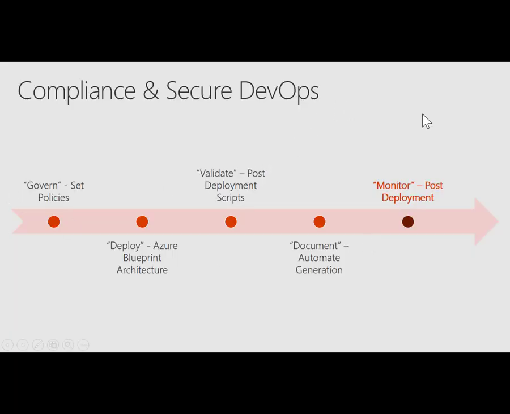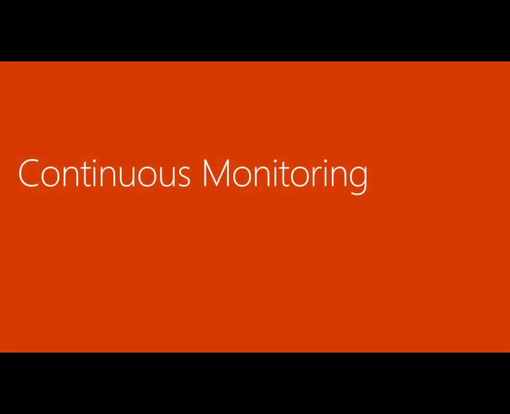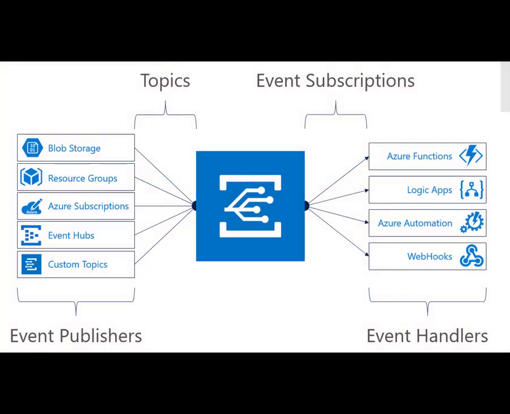The last and final stage in our secure DevOps lifecycle is the monitor stage. And as I said earlier, having these secure ARM templates is not enough. Post-validation is not enough. We want to continuously monitor these deployed configurations. And one of the approaches that we can use for continuous monitoring is a recent approach that was announced by the Azure team called Event Grid.